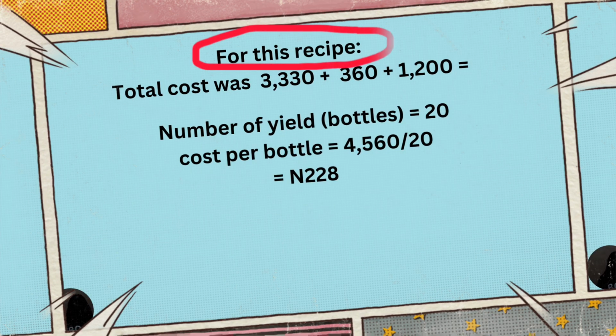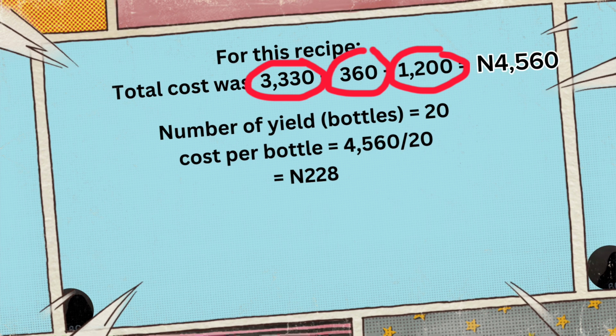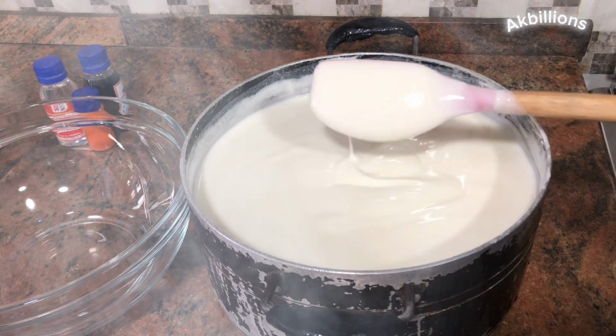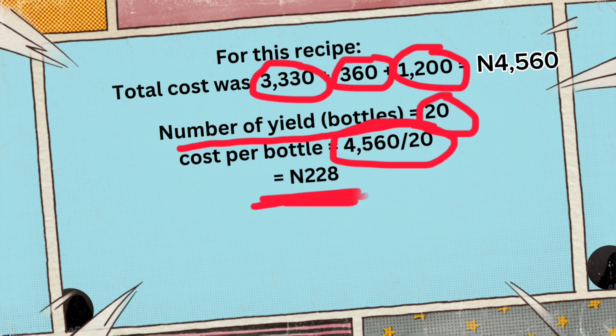For this recipe, the total cost of ingredients was 3,330 for the milk plus 360 for the sugar plus 1,200 for the culture, which is equal to 4,560. The number of yield or number of bottles produced was 20 pieces. To get the cost per bottle, it will be 4,560 naira divided by 20, which is equal to 228 naira per bottle. Hope this is very clear and easy.